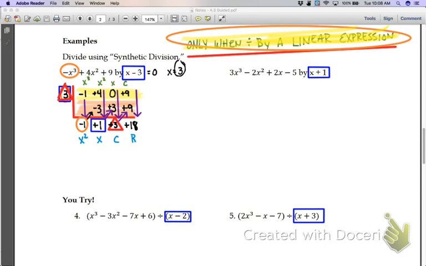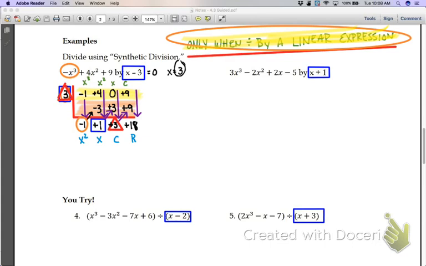Always start with your remainder. It may zero out and you may not have a remainder. That's okay. If I don't have a remainder, you'll just leave it blank. You won't have to put anything there. But I always want to start with my remainder. The furthest value to the right, whether it's a 0 or any other number, is your remainder. Remainder, then a constant, then an x squared.